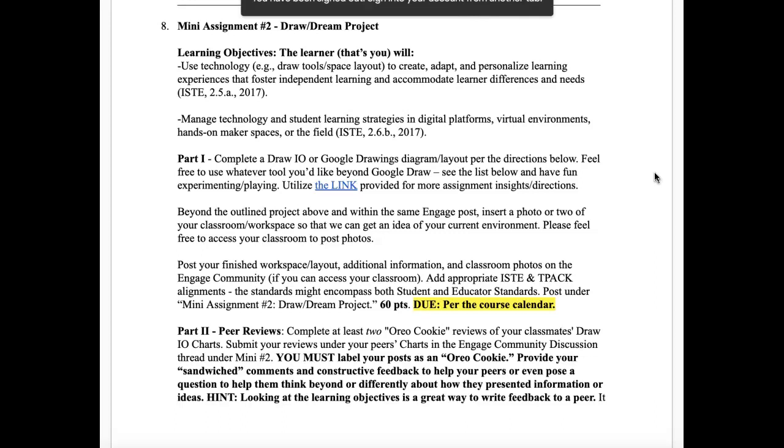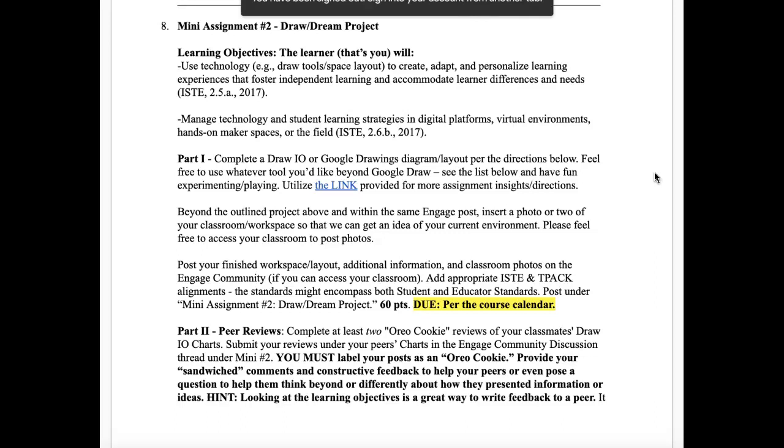Part 1 of this assignment: complete a Draw.io or Google Drawings diagram layout per the directions below. Feel free to use whatever tool you'd like beyond Google Draw. See the list below and have fun experimenting and playing. Utilize the link provided for more assignment insights and directions.